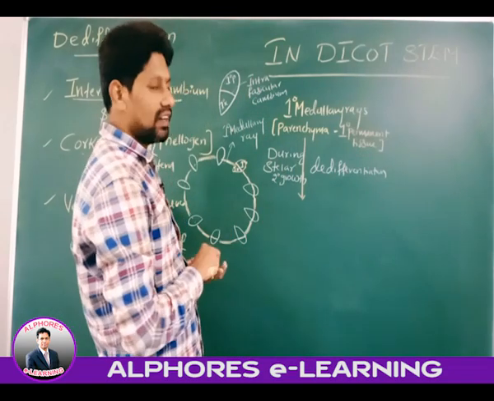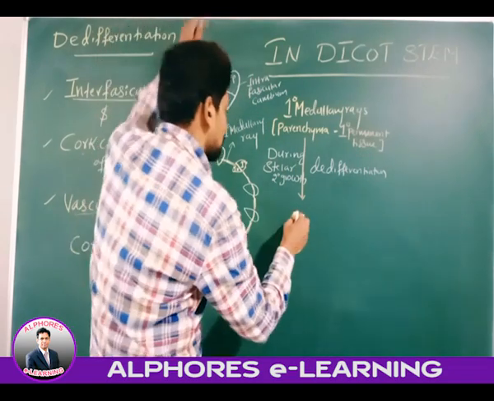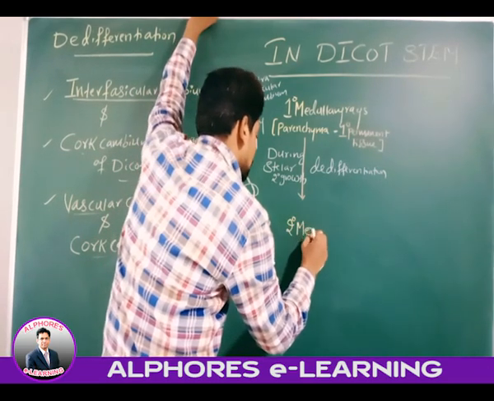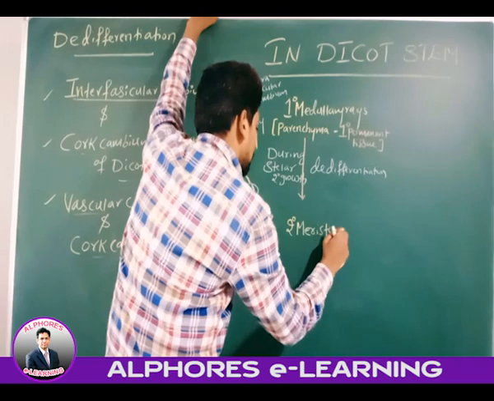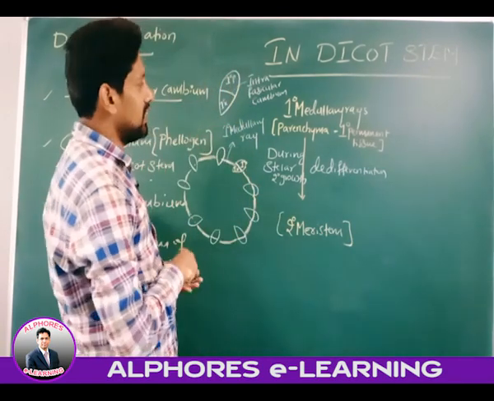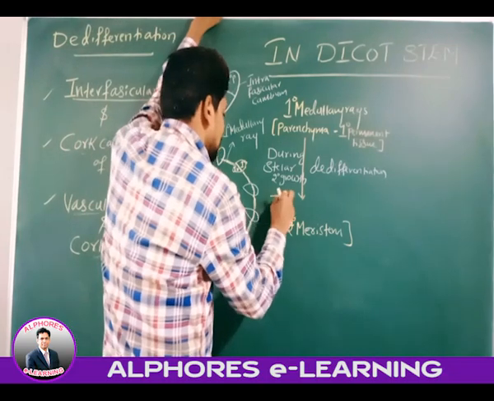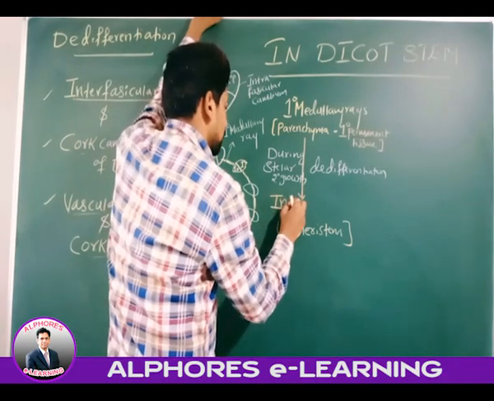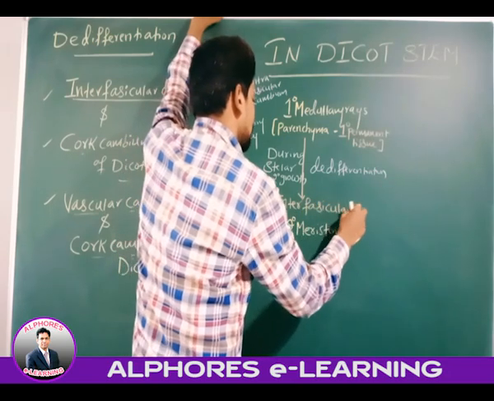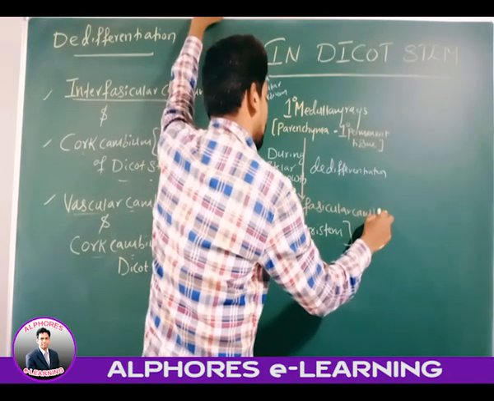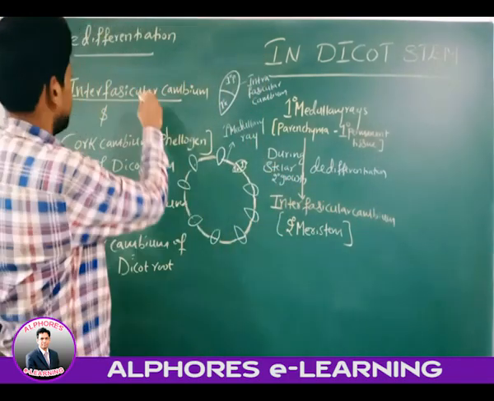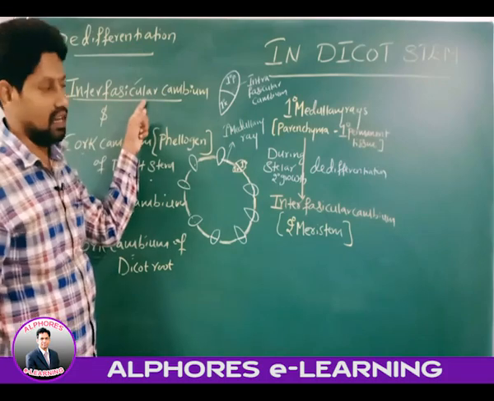If de-differentiation takes place, what is produced? Secondary meristem is produced. The name of the secondary meristem is intervascular cambium. Therefore, we got the first one.